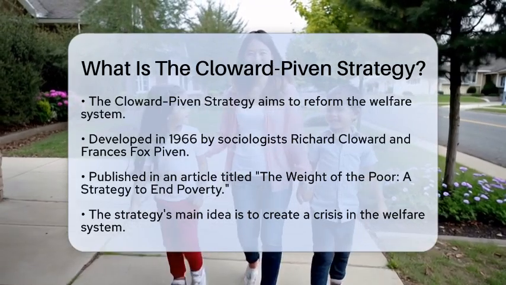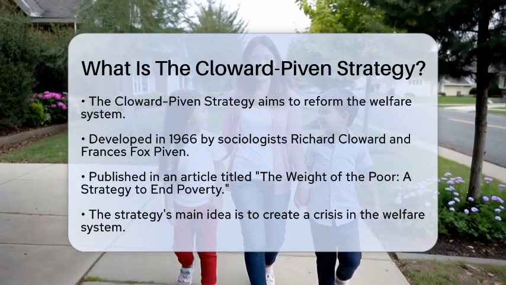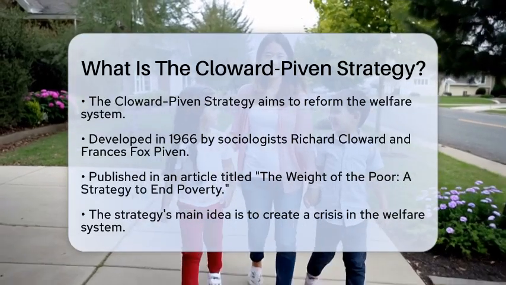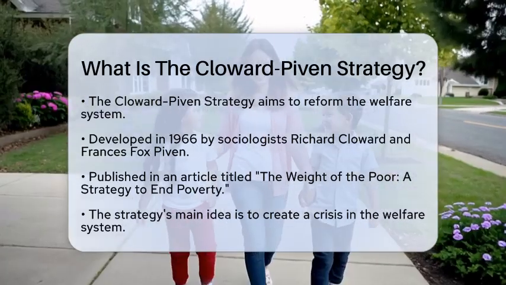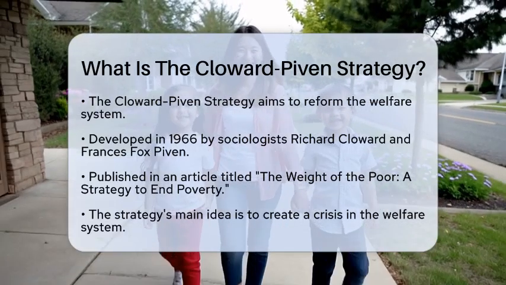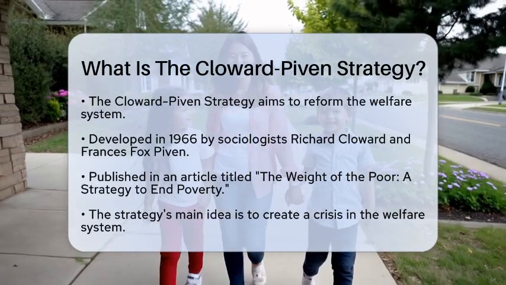This strategy was devised in 1966 by two American sociologists and political activists, Richard Cloward and Frances Fox Piven. They were professors at the Columbia University School of Social Work and published their ideas in an article titled "The Weight of the Poor: A Strategy to End Poverty" in the liberal magazine The Nation.